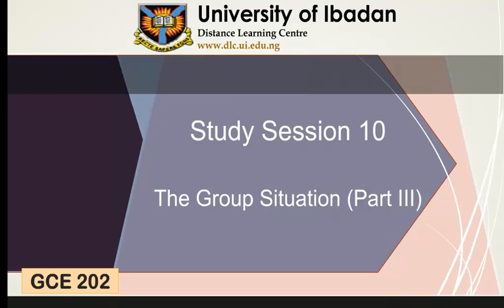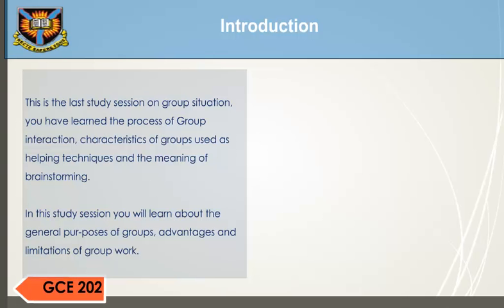Welcome to Study Session 10, the Group Situation, Part 3. Introduction. This is the last study session on group situation. You have learned the process of group interaction, characteristics of groups used as helping techniques, and the meaning of brainstorming. In this study session, you will learn about the general purposes of groups, advantages and limitations of group work.